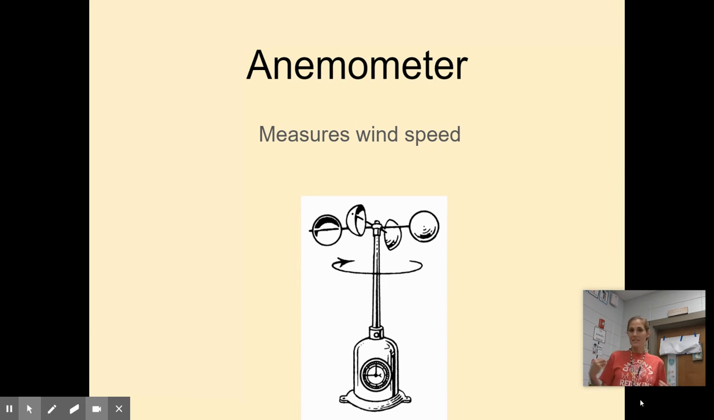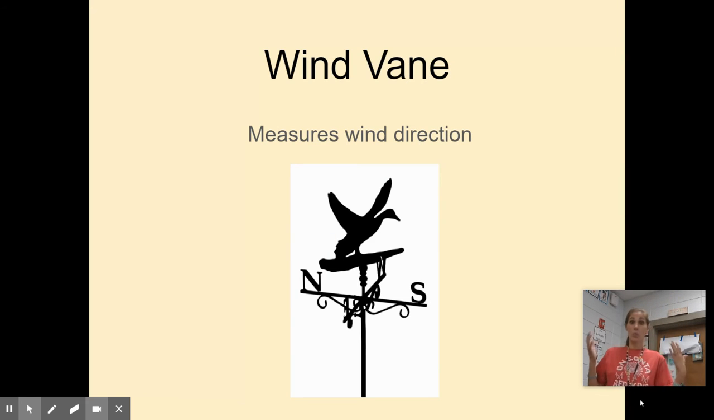Anemometer measures wind speed. Remember, that's my contraption that when you blow on it, it spun around. It's measuring how fast the wind is going. The big thing to remember here is wind speed. Think about those cups. As it's going around, it's measuring that. My husband uses an anemometer whenever they do tests at his work to see how fast the wind blows through different pieces of equipment. All right, next up, wind vane.